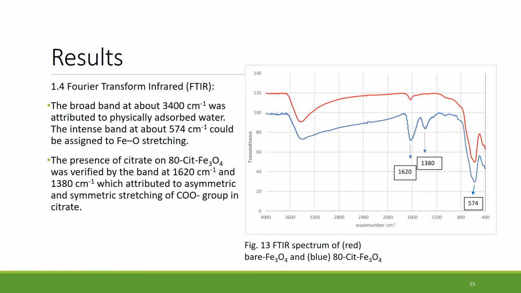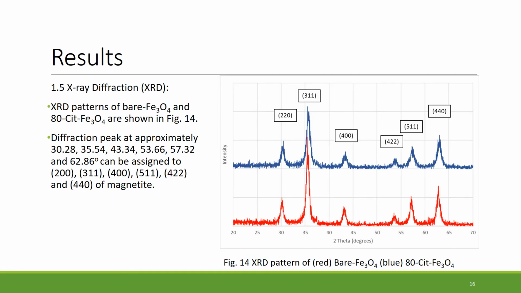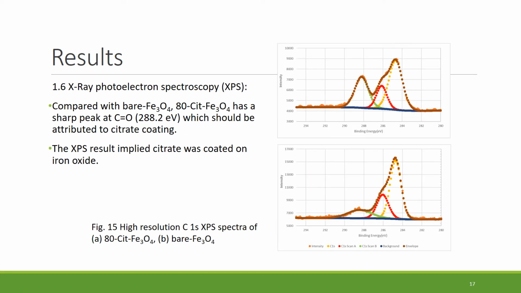So how about FTIR? It shows the functional groups, further confirming citrate was coated on the magnetite surface, for example, this Fe-O stretching, or the C=O bond, right? You can see that. How about the XRD? It shows the highly crystallized structure of the particle, you can see, right? Or XPS, the composition further confirms citrate was successfully coated on the iron oxide, you can see that this is a component, right?